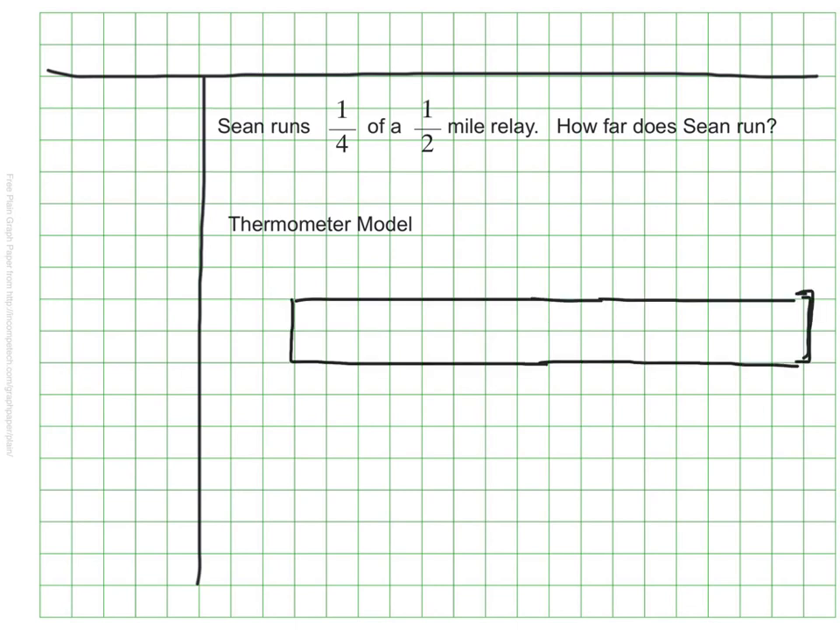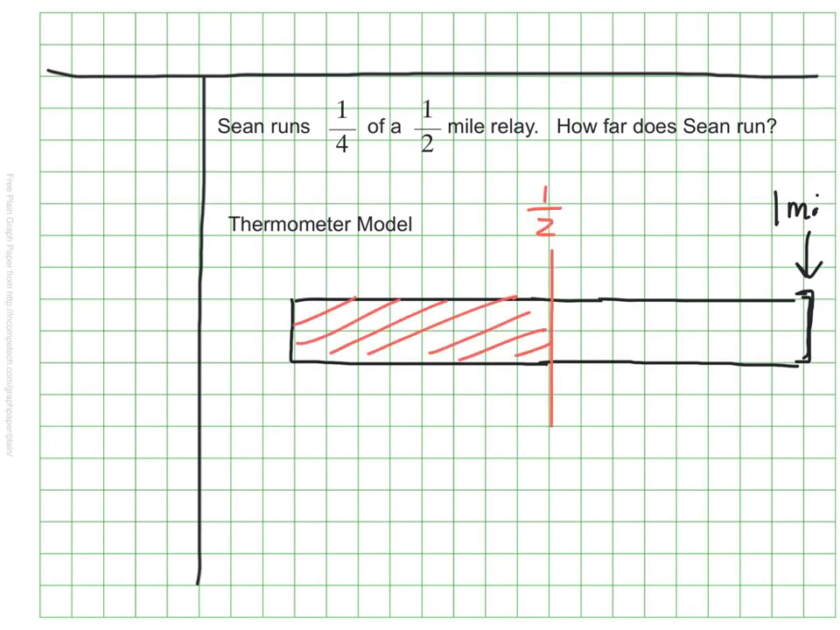In my thermometer model, I've drawn a rectangle that is going to represent 1 whole. So this represents the whole mile. Sean's team is running just a half-mile. So I'm going to cut the thermometer first in half. I'm going to use a different color here to mark the half-mile.